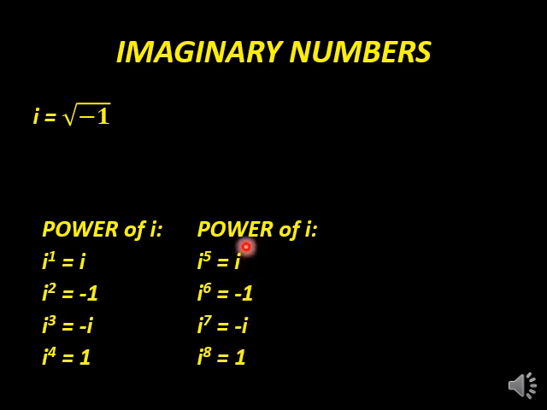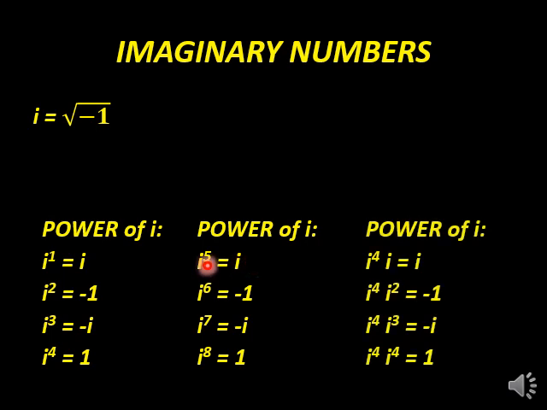As you may observe, this pattern is just the same as here. It is because i to the fifth is equal to i to the fourth times i, and i to the fourth is 1, so we'll have i. i to the 6th is i to the 4th times i squared, and i to the 4th is 1, so i squared is negative 1. i to the 7th is equal to i to the 4th times i cubed, so we'll have i cubed here, negative i. And we'll have i to the 8th, which is 1.